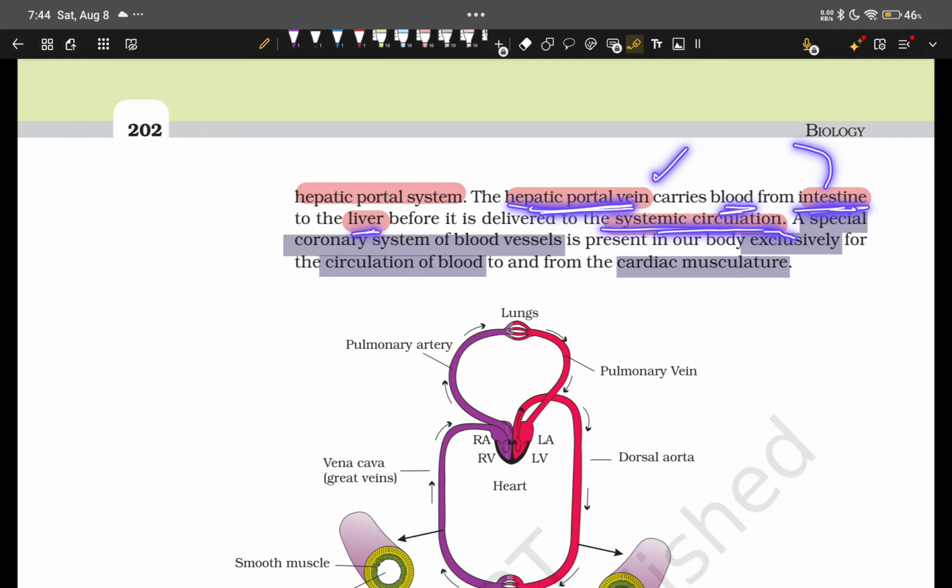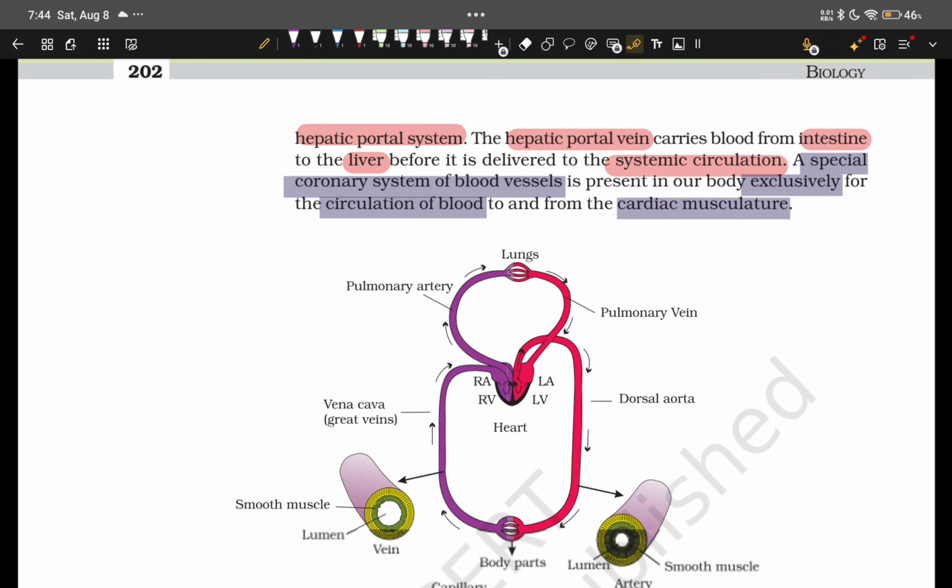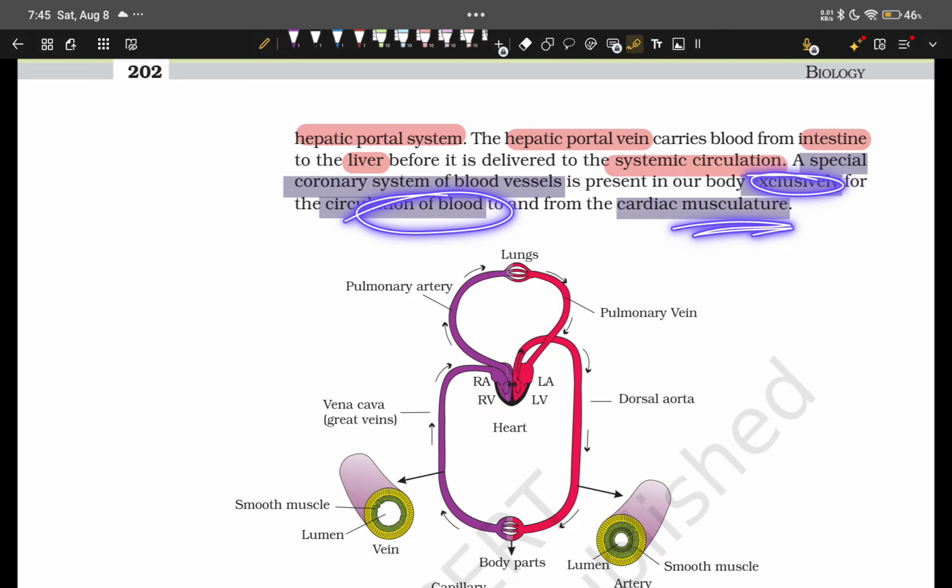So first of all, intestine gives it to liver, and then gives it to the systemic circulation back. So intestine directly does not give it to systemic circulation. That's why it's called special unique connection, vascular connection between intestine and the liver. And there's also coronary blood vessel system, which is exclusively for circulation of blood to and fro from cardiac musculature.